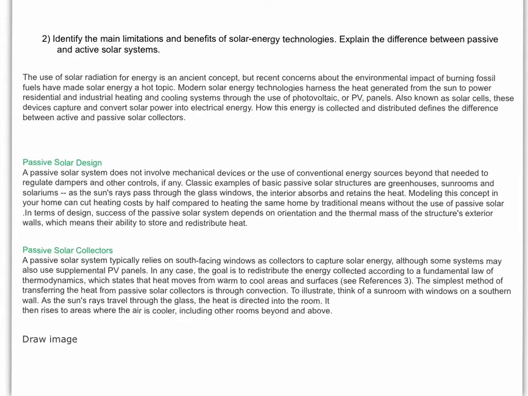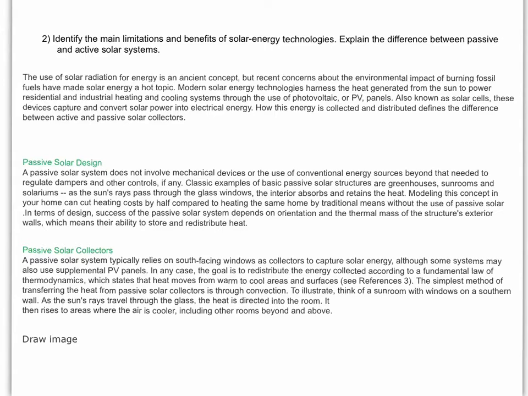Okay, so when we take a look at the Okotoks assignment, starting off on identifying the main limitation and benefits of solar energy, explain the difference between passive and active solar systems.